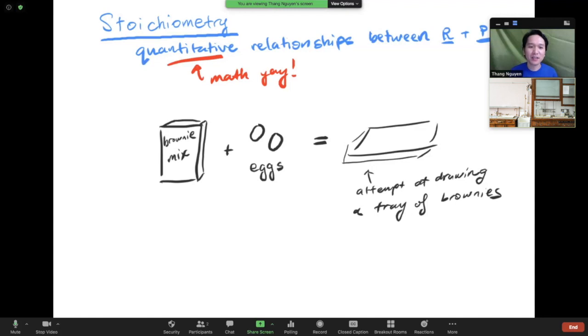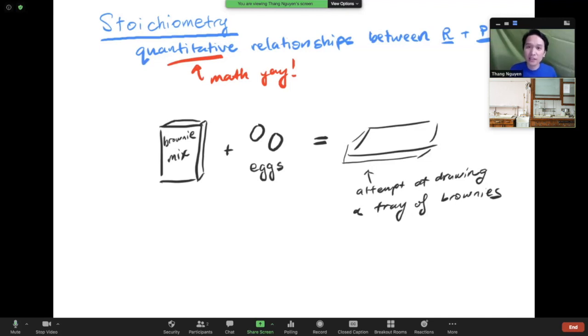Just like in a cooking recipe that says for every 1 box of brownie mix you have, you need 2 eggs to make a tray of brownies. Stoichiometry would help me decide how much of each ingredient to add to make these brownies. Let's say I want to make only 1 tray of brownies, and I already have 2 eggs in my fridge. When I go to the supermarket to buy my brownie mix, how many boxes of brownie mix should I buy? Right? You just need 1. So stoichiometry is a way of accounting what reactants or ingredients you need versus how much product you're going to get, how many trays of brownies you're going to make.